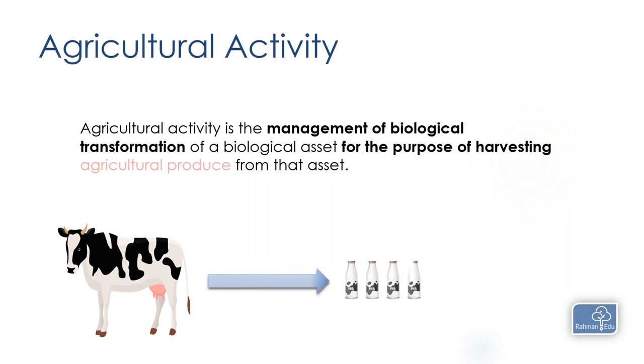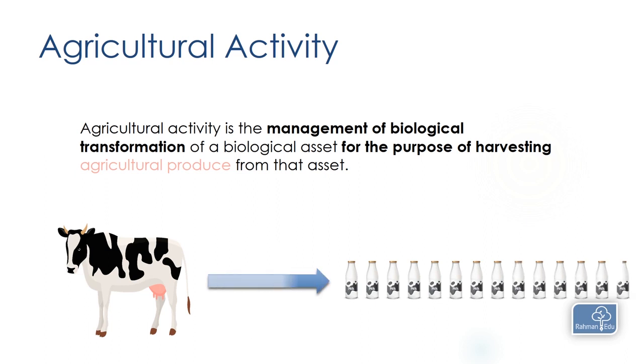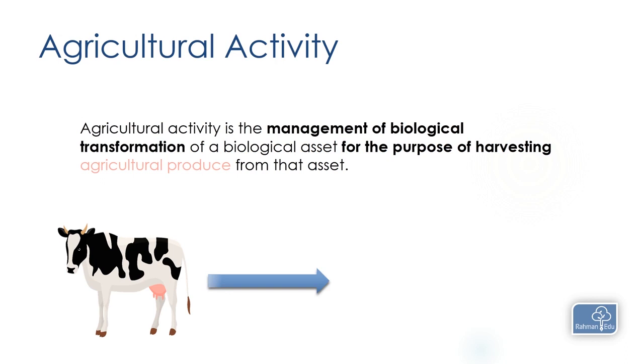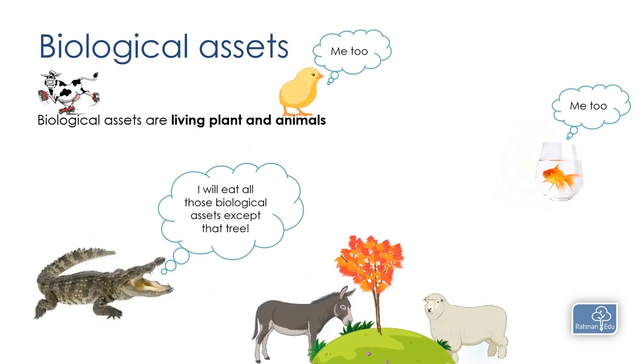So, agricultural activity is the management of biological transformation of a biological asset for the purpose of sale, for the purpose of creating additional assets, for the purpose of harvesting agricultural produce from that asset. Now, you may ask, what is a biological asset? Glad that you asked. Biological assets are living plants and animals.